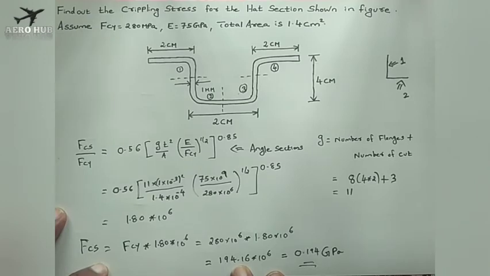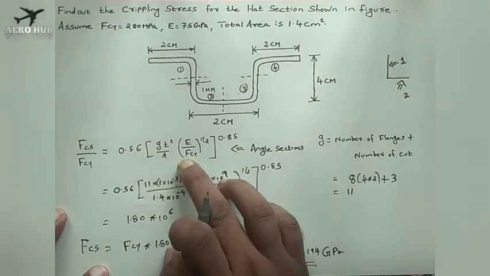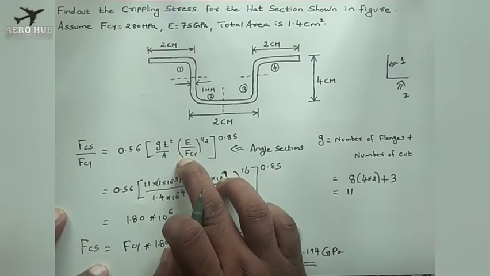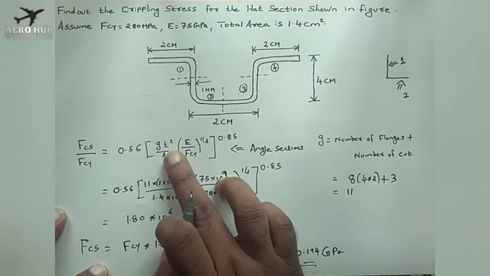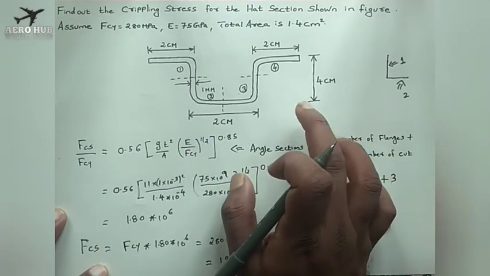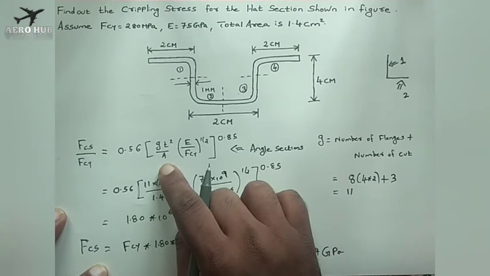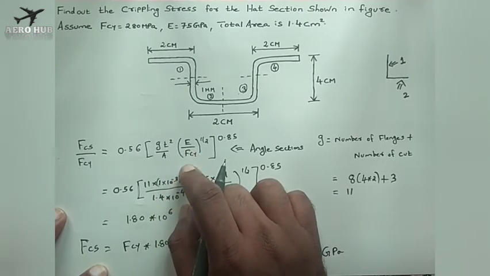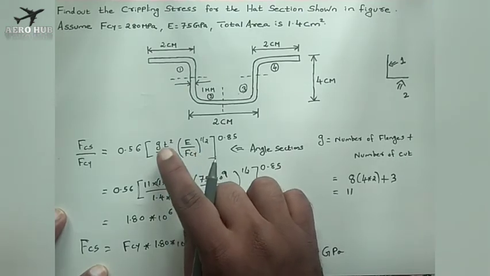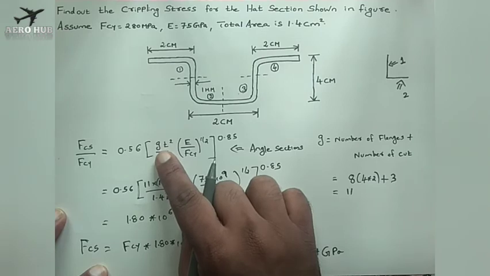The only thing you have to remember is we are using this formula, that is FCS by FCY is equal to 0.56 into GT square by A, where G is nothing but the number of flanges plus the number of cuts, A is the area of the section, E is the Young's modulus, FCY is given, and care should be taken to find out the accurate or correct value of G. Other parameters we already know.